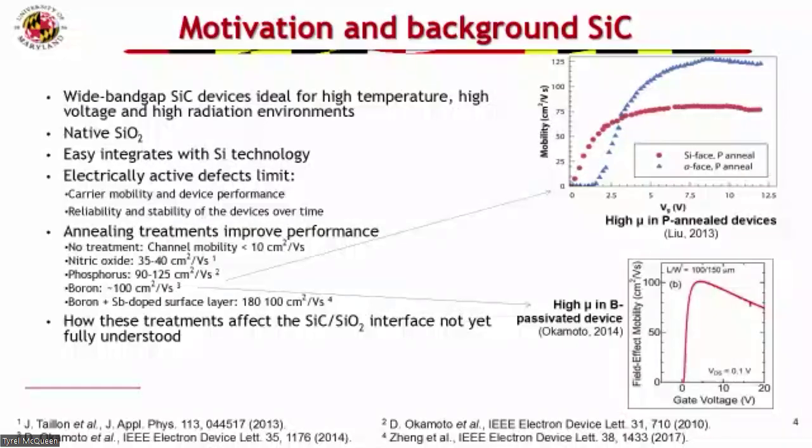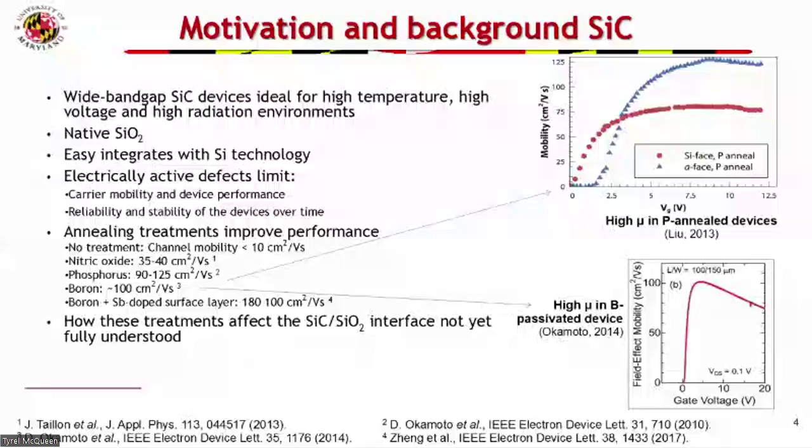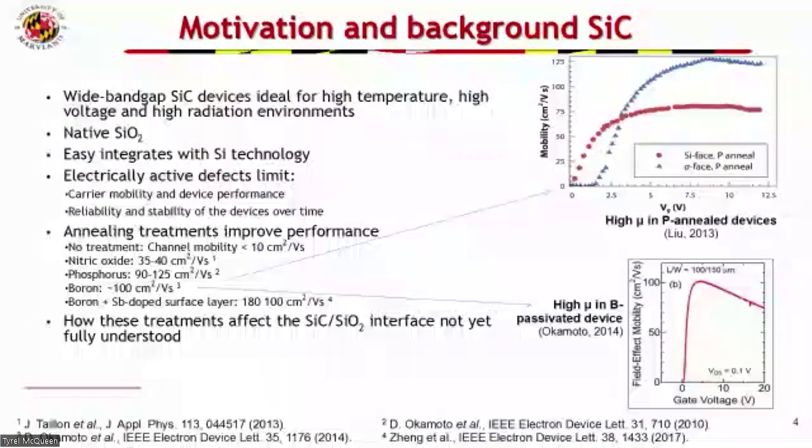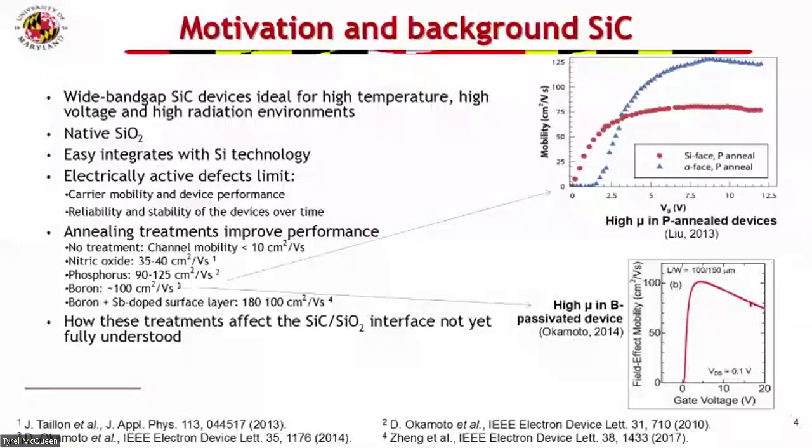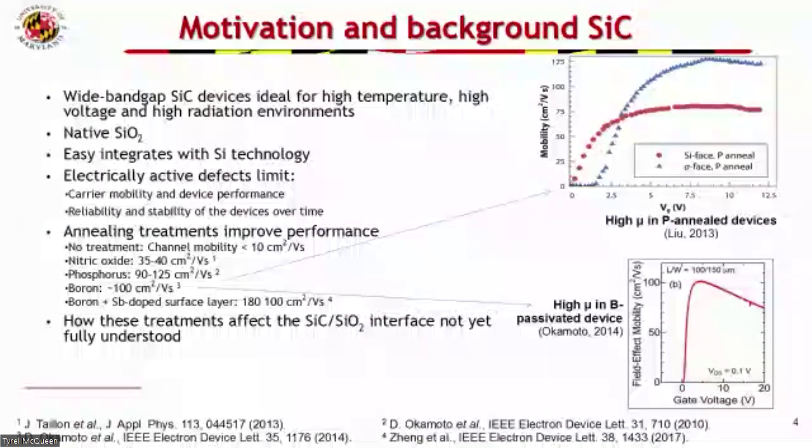So it can be easily integrated with silicon technology. That's a big advantage for silicon carbide. However, there are some problems with it, and that's why it's not used all the time. I mean, there are already devices that are commercially available that are based on silicon carbide, but it's still not fully applicable at the moment. And that's because there are several issues with it.